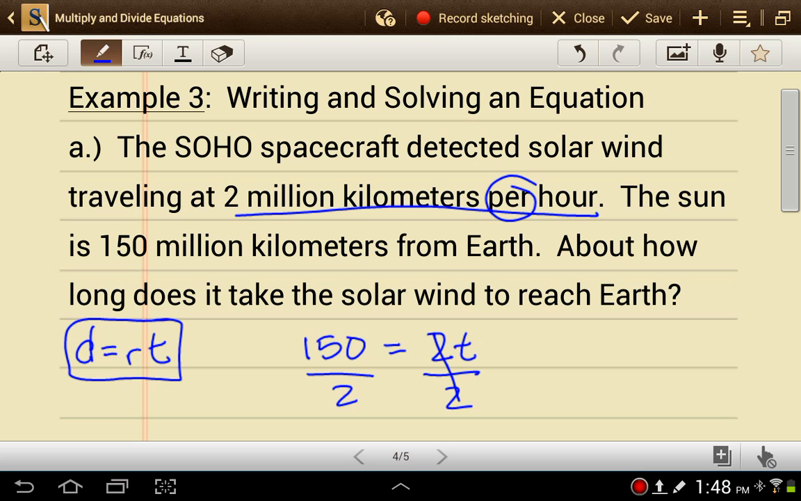The 2's are going to cross out. That's going to leave me with t. 150 divided by 2 is 75. So I get 75 equals t. What does that mean? 75 hours. That's how long it'll take to get there.